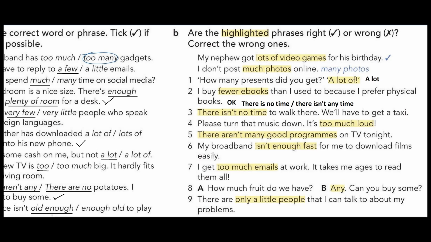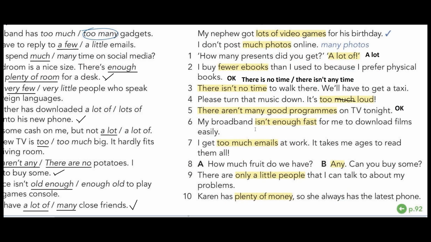4. Please turn that music down. It's too much loud. You don't need this word here. It's too loud. With adjectives, we use just too, and that's all. There aren't many good programs on TV tonight. It's completely okay. You can say so. It's a negative sentence. Programs are countable, so there aren't many good programs. My broadband isn't enough fast. Isn't fast enough. You use enough after adjectives.